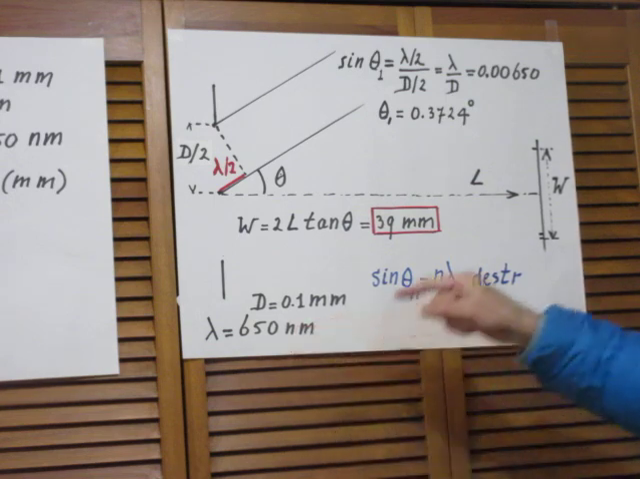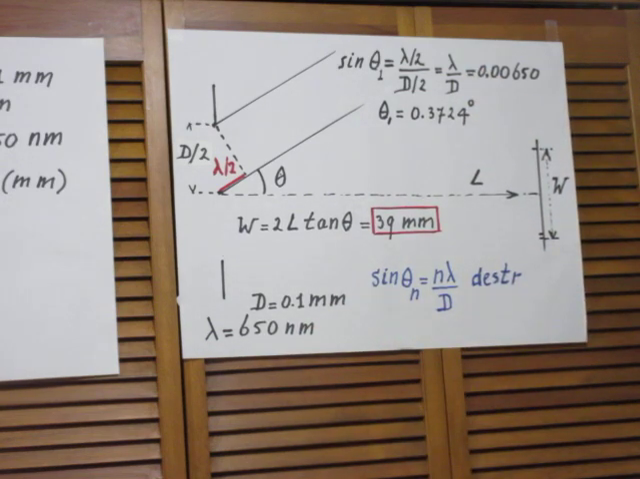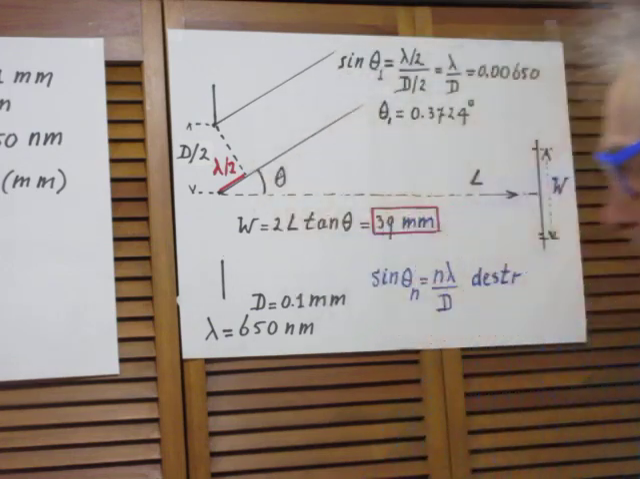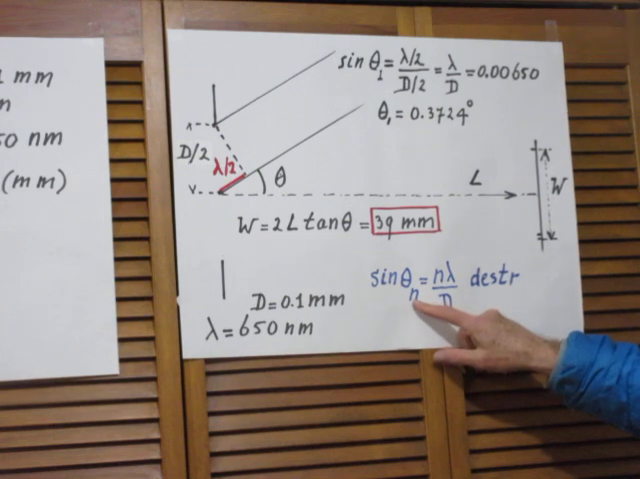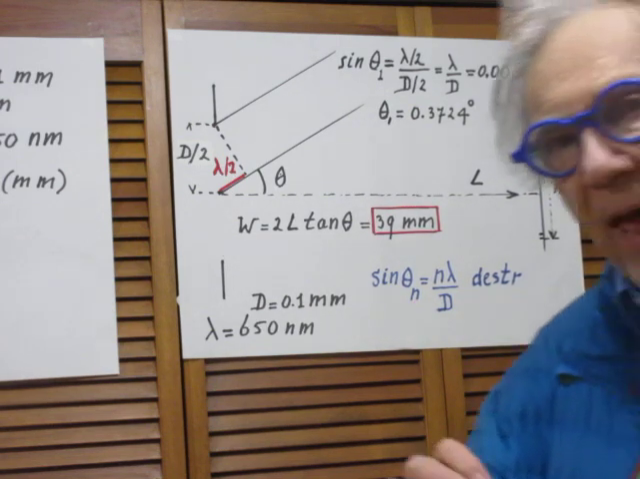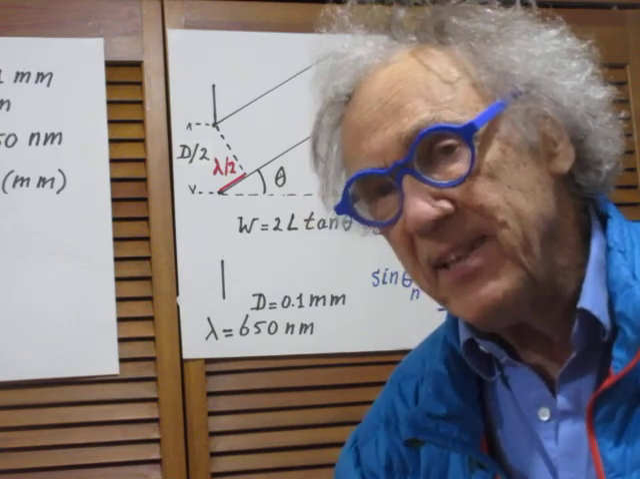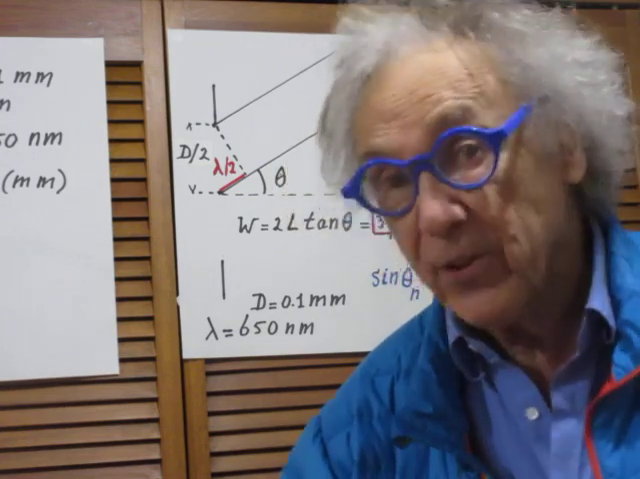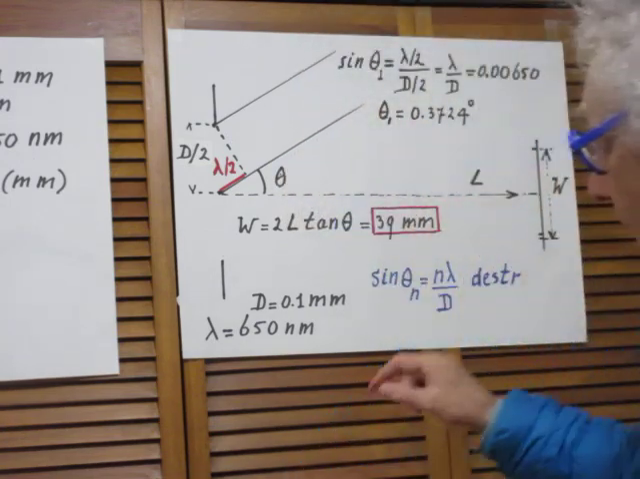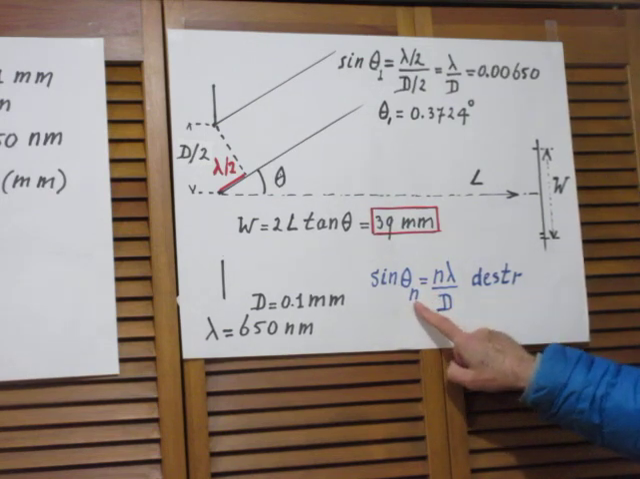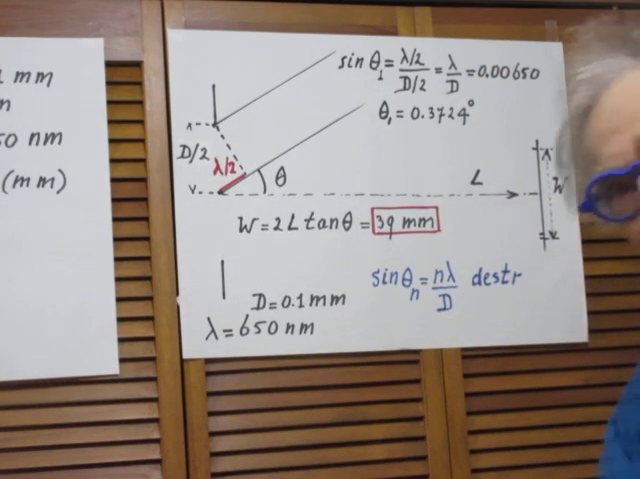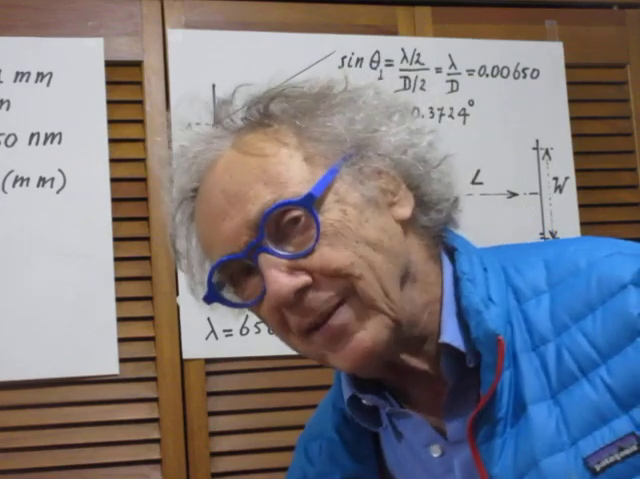650 nanometers, by the way, was the wavelength. I give you here something that you may want to prove for yourself. I will not do that here. If n is an integer, and n, n for Nancy, is the nth destructive interference, so n equals 1 is the first destructive interference, the sine of theta n is n lambda over d. I'd like you to think about that and prove that.